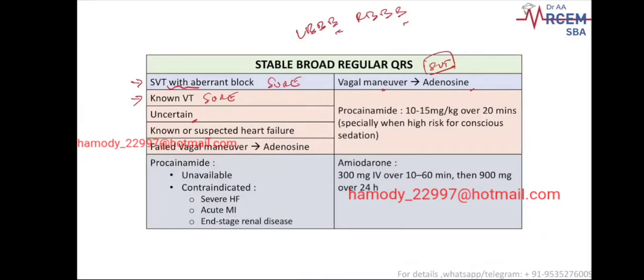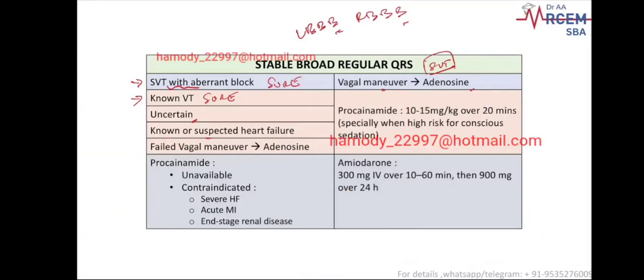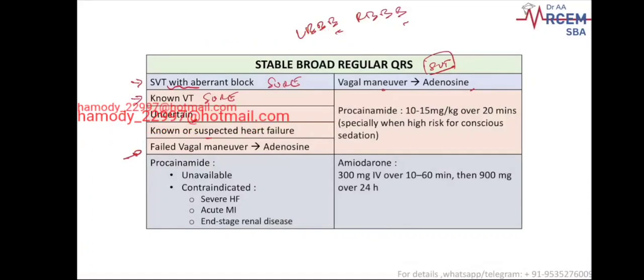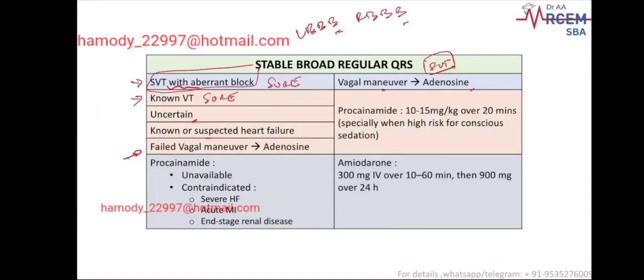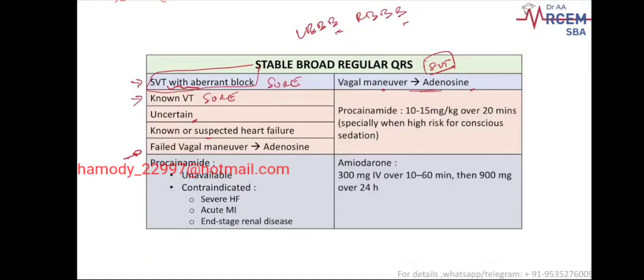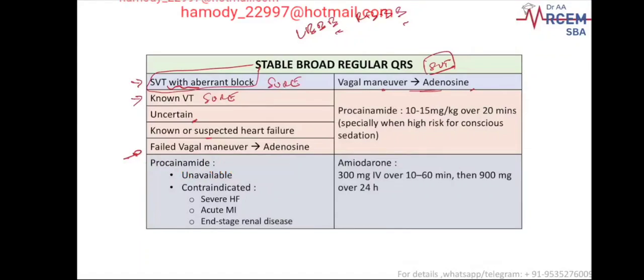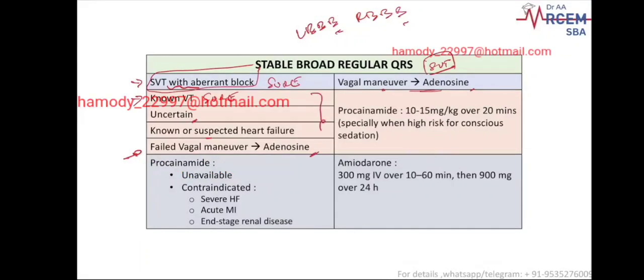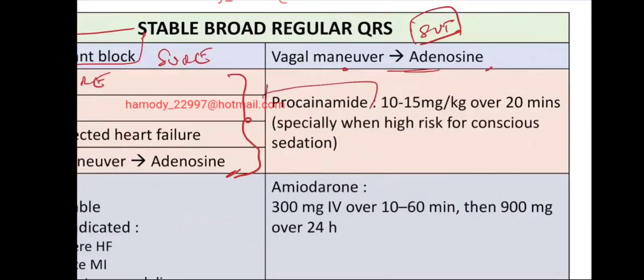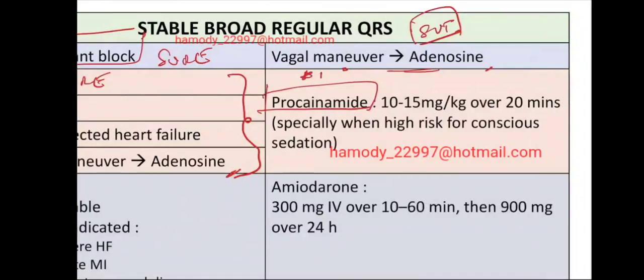Or the patient is a known case of heart failure or a suspected case of heart failure. Or you are sure that it is SVT with aberrant block, so you have given adenosine, but adenosine or vagal maneuver was ineffective. In all these 4 circumstances, the preferred drug to be given is procainamide. This is the new procainamide.